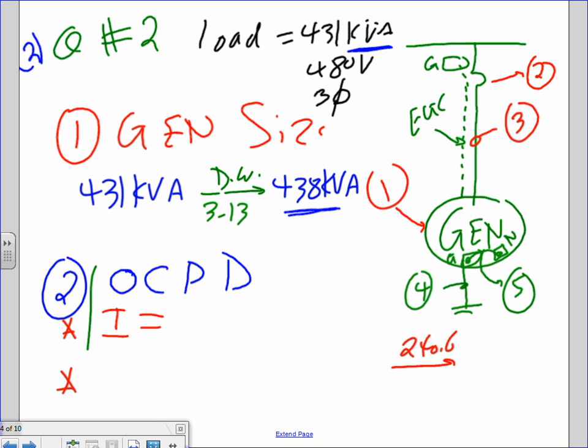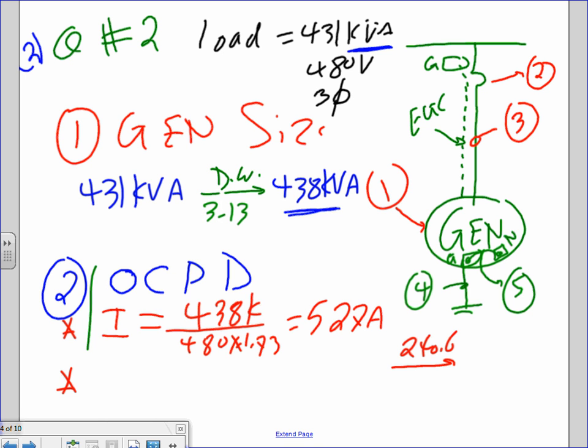After that, gentlemen, we need to do the following. So we have our generator. Then we need to find the overcurrent protection device for this generator. Then you take the 438 kVA, the size of the gen, divided by 480 because the voltage is 480, multiplied by 1.73, and that will get you a healthy 527 amps. That's the full load amp of this gen.